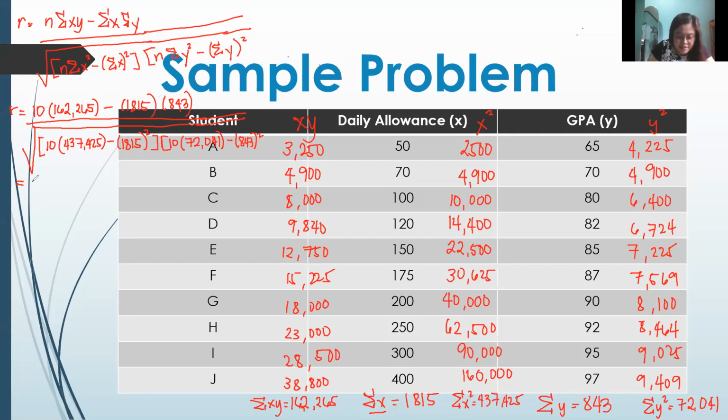The first thing is 10 times 162,265, which is 1,622,650, minus 1,815 times 843, which is 1,530,045. Okay? Divided by the square root of... following PEMDAS, we do the multiplication first.